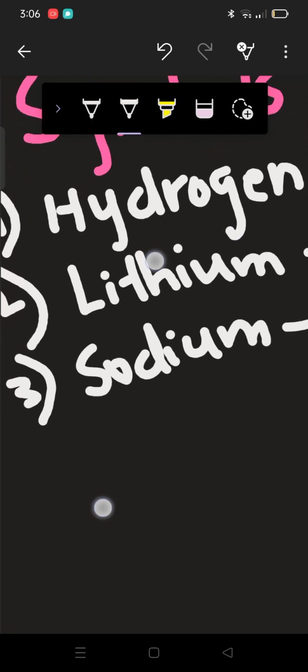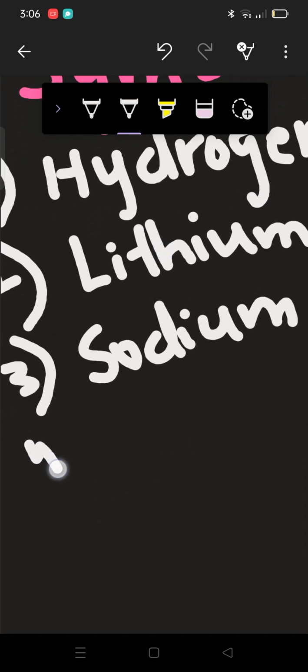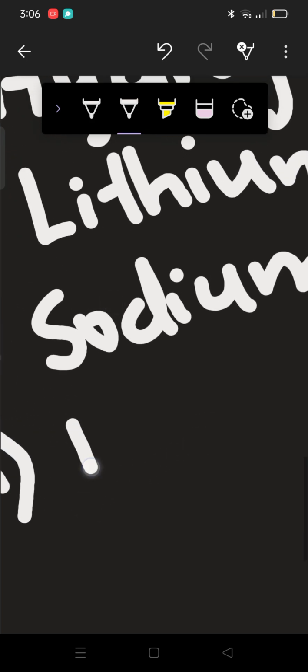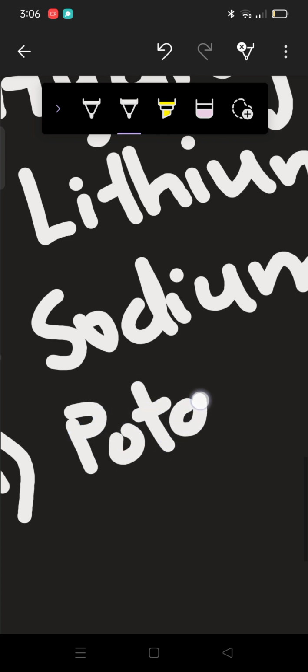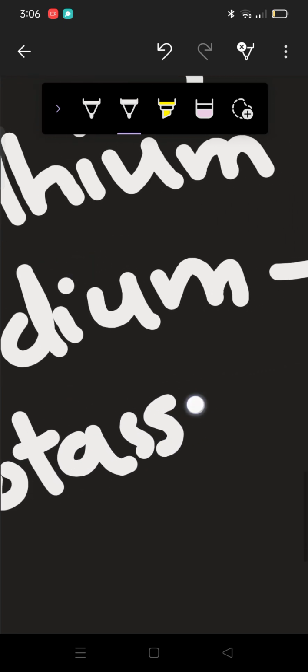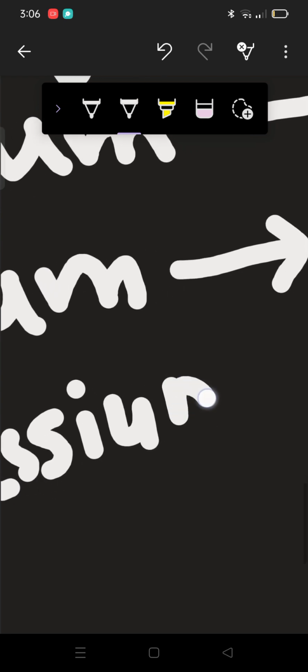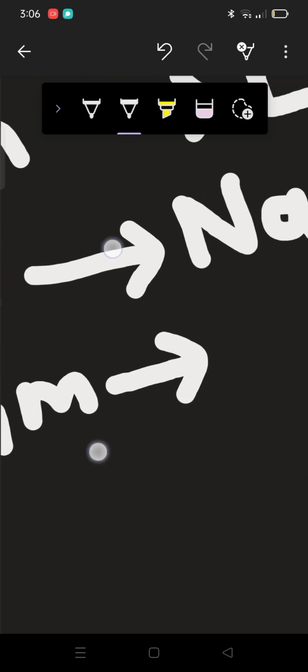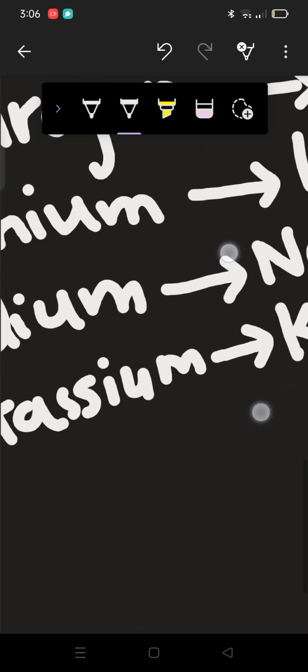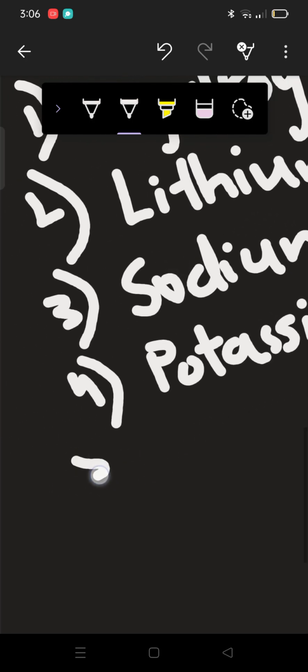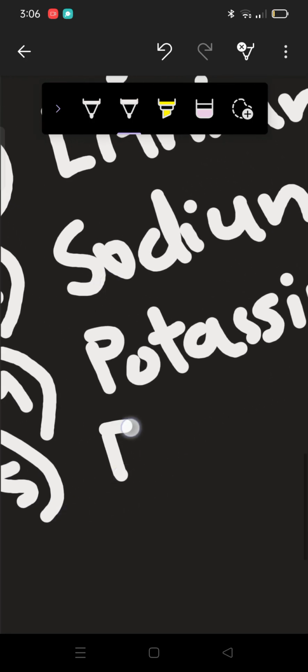Fourth we have potassium, which is represented with capital K. Fifth we have rubidium.